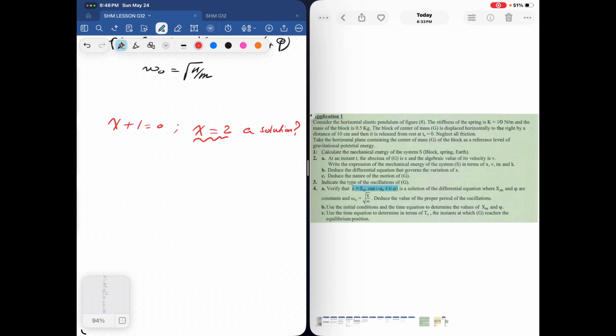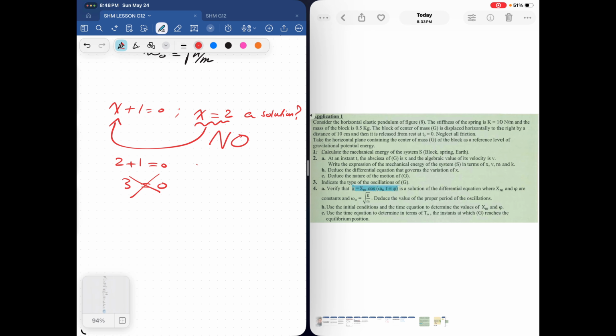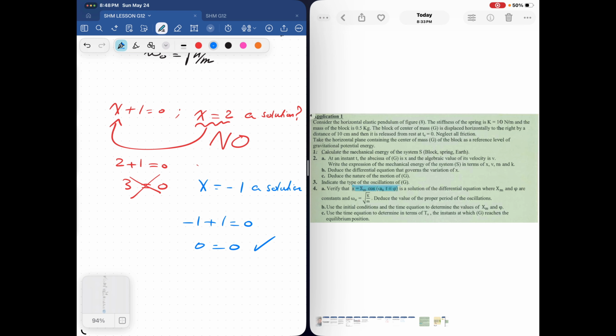And so you take x equal to 2, you plug it in here, and so you get 2 plus 1 is equal to 0, and 3 is equal to 0. This does not satisfy the equality, and so no, it is not a solution. However, if I asked you, is x equal to minus 1 a solution? You plug it in, you get minus 1 plus 1 is equal to 0, and so 0 is equal to 0, the equality is correct, and then yes, this is a solution.